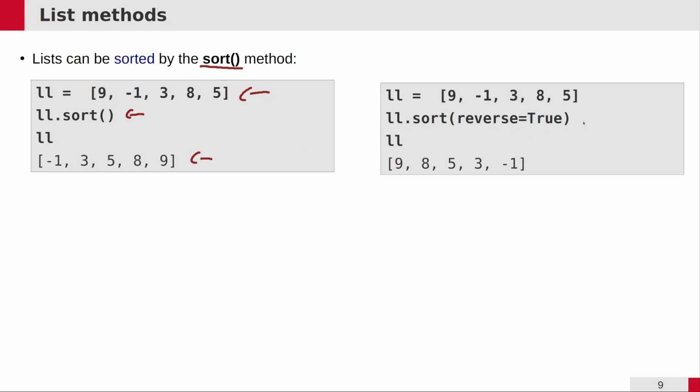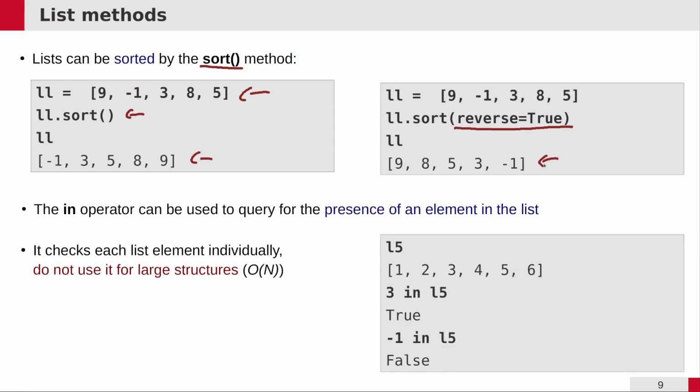If you want to sort in exactly the reverse order, then you have to pass an extra argument to the sort. You can say the keyword reverse is equal True, and then it will sort exactly the other way, the reverse way, as you would expect. There's also another operator which can be used, if the list is not too long, to check whether some element is present in the list.